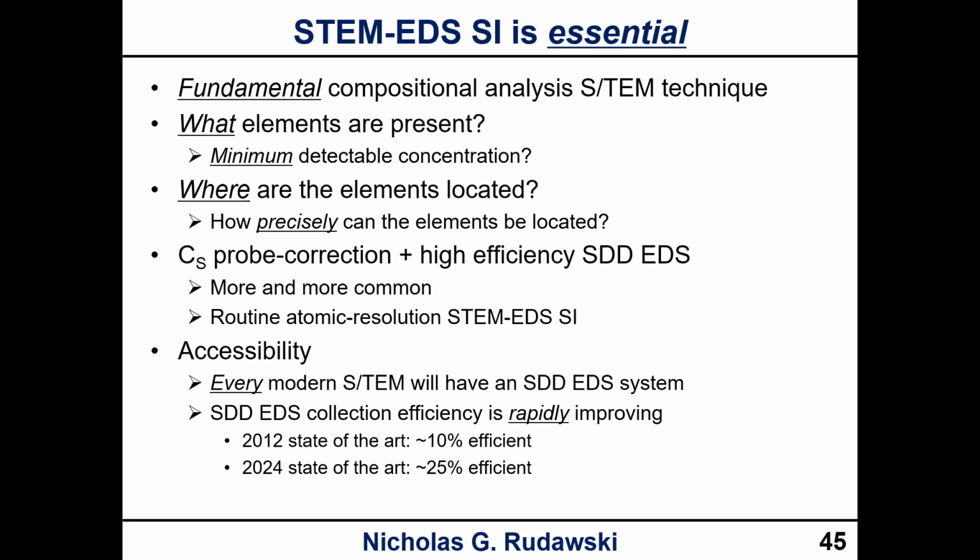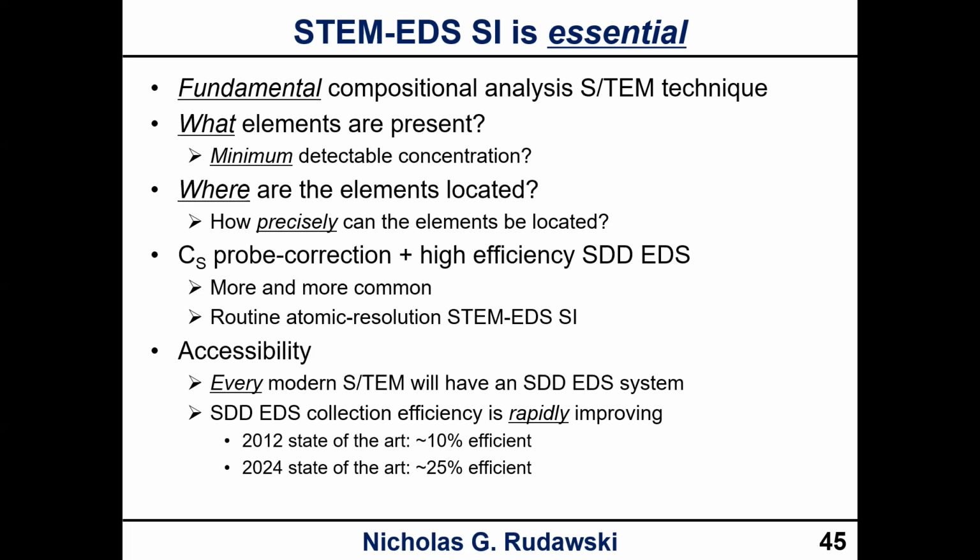But what elements are present? Where are the elements located, okay? How precisely can they be located, right? So we saw 2 examples of atomic resolution, right? Where we could resolve them with basically angstrom precision, okay? So when you take CS probe correction with a good EDS system, right? You can have routine atomic resolution STEM-EDS SI. Although strictly speaking, you don't need CS probe correction to have atomic resolution STEM-EDS SI, okay? So as far as accessibility, every modern STEM is going to have an SDD on it now, okay? These are basically just standard equipment on these systems, okay?